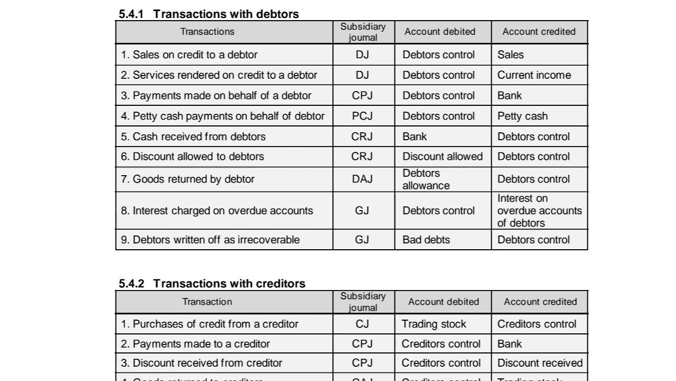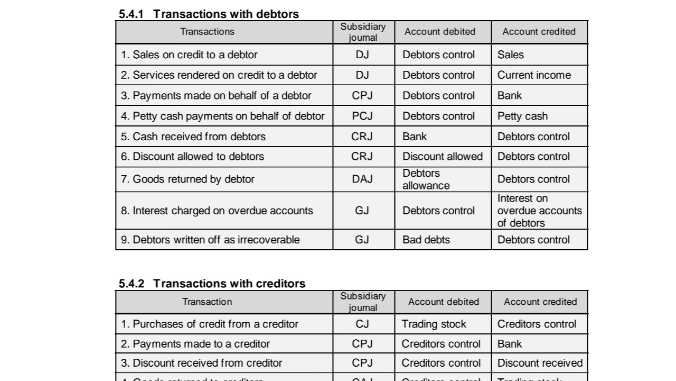We can have petty cash payments on behalf of the debtor. That will be your petty cash journal. We'll debit debtors control, credit petty cash. Cash received from debtors goes to the cash receipts journal. We'll debit bank and credit debtors control. Discounts allowed to debtors will go to the cash receipts journal. We'll debit discounts allowed and credit debtors control.